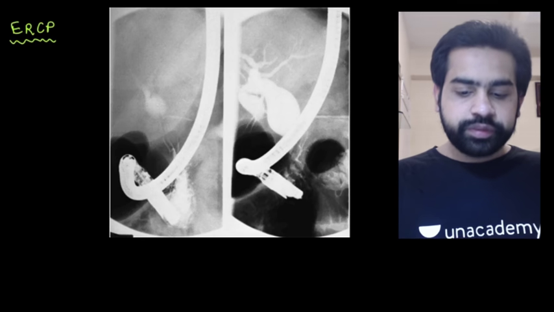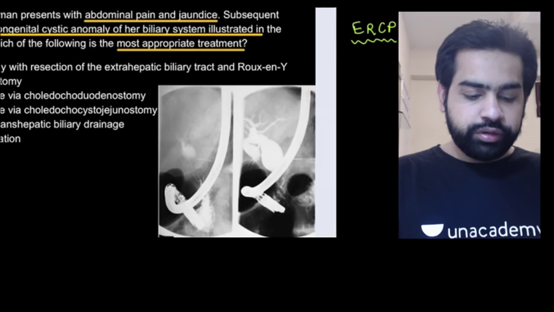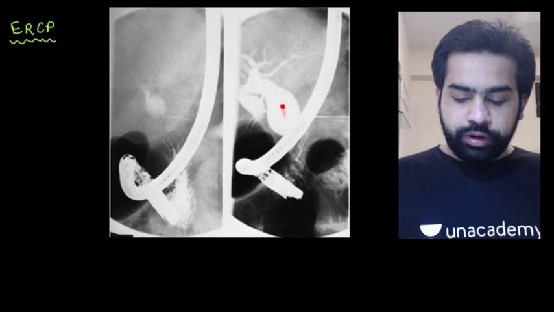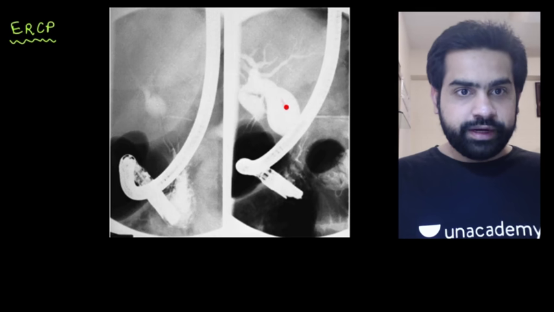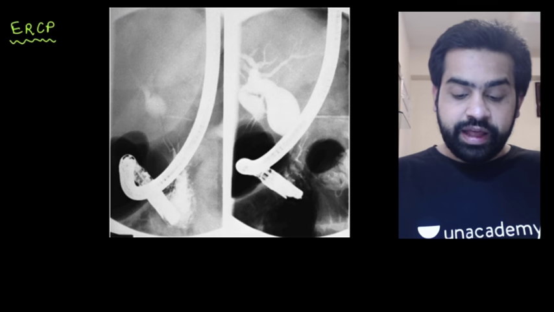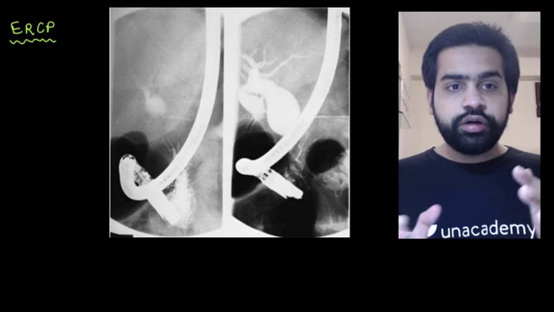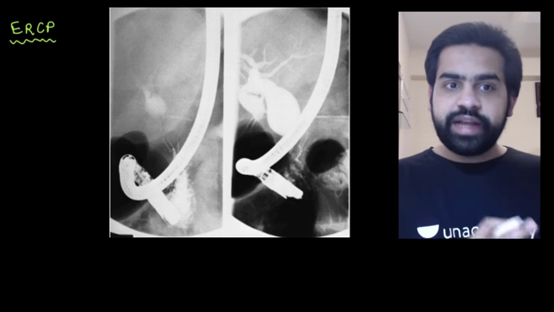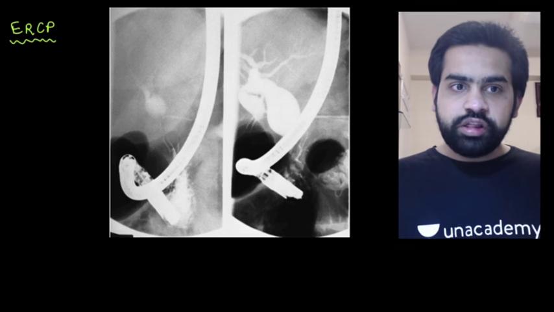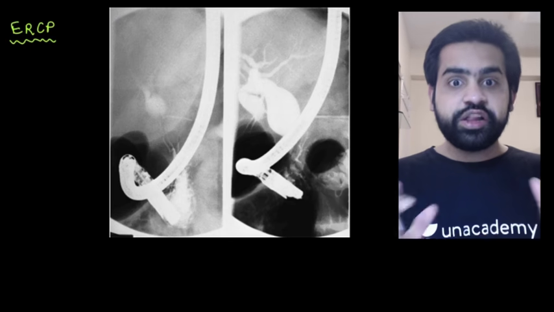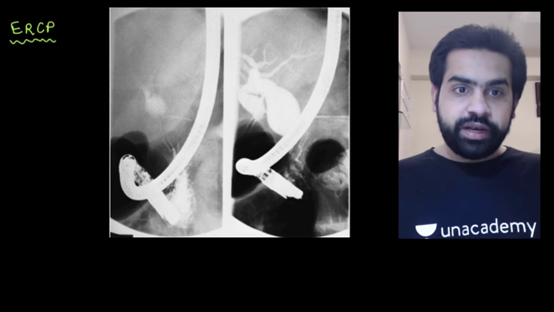So first of all, this is an ERCP, and I hope you are able to appreciate, this is a common bile duct. Does it look dilated to you? Yes, it is. It is in fact dilated, and this is also a gallbladder. So here the extrahepatic biliary tree, that is the gallbladder and the bile duct, has been dilated in this particular patient. Now what is this patient suffering from? Well, yes, the patient is suffering from choledochal cyst, that is a congenital cystic dilation of the biliary tree.